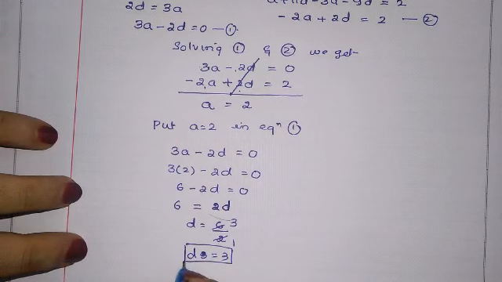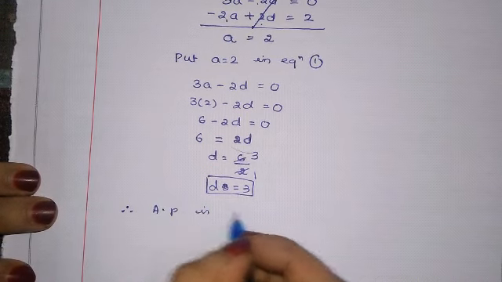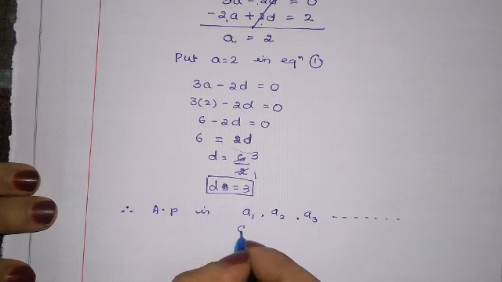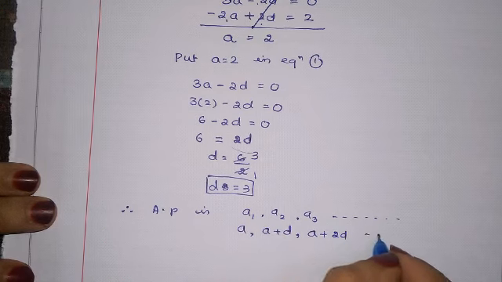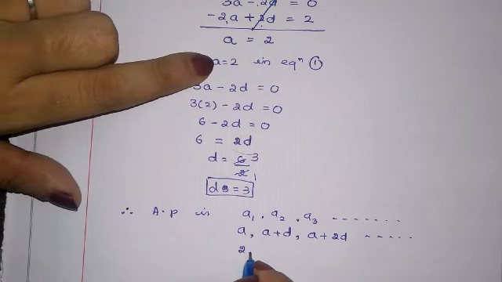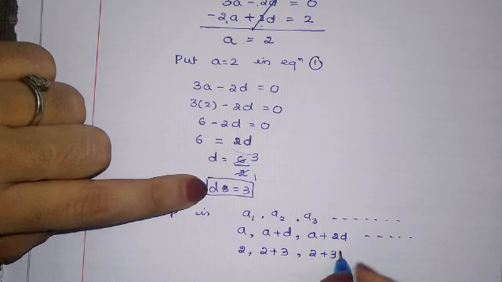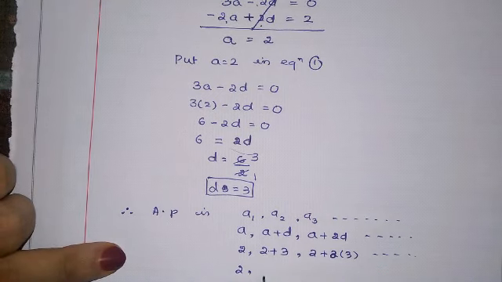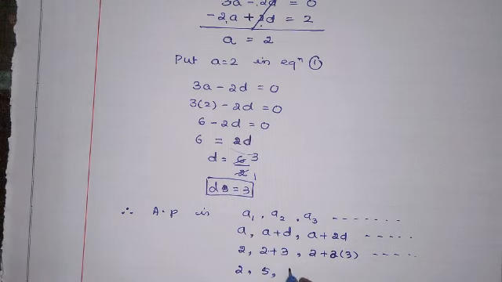The D value we got is 3. They have told us to find the AP. Therefore, the AP is, we know, A1, A2, A3 and so on. A1 is A, A2 is A plus D, A3 is A plus 2D. We'll put the dots. The A value is 2, then 2 plus 3, where the D value is 3, then 2 plus 2 into 3. So 2, 3 plus 2 is 5, 3 twos are 6, 6 plus 2 is 8. Therefore, the AP is 2, 5, 8.